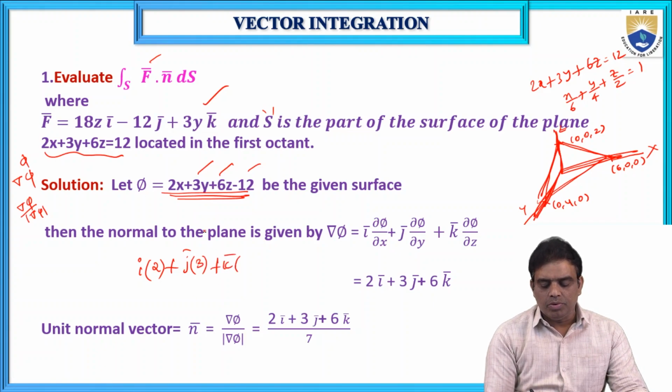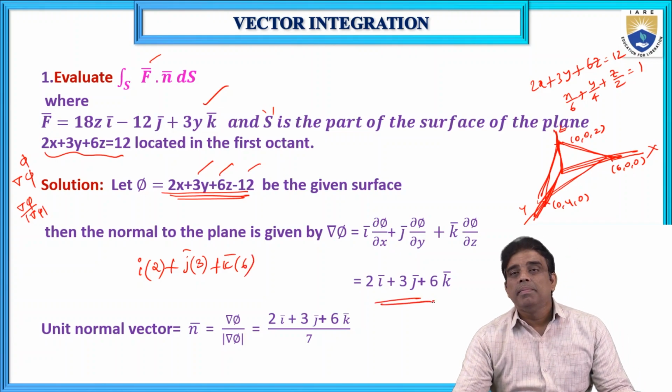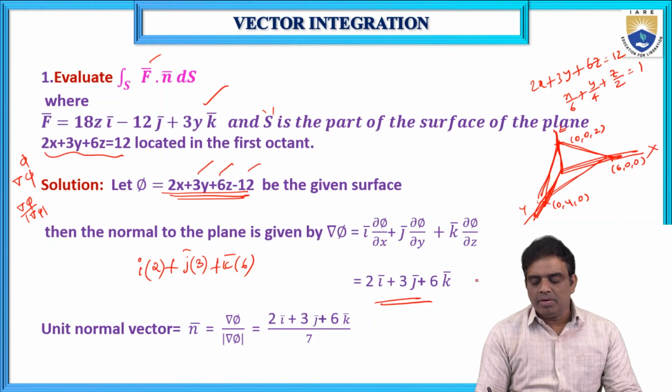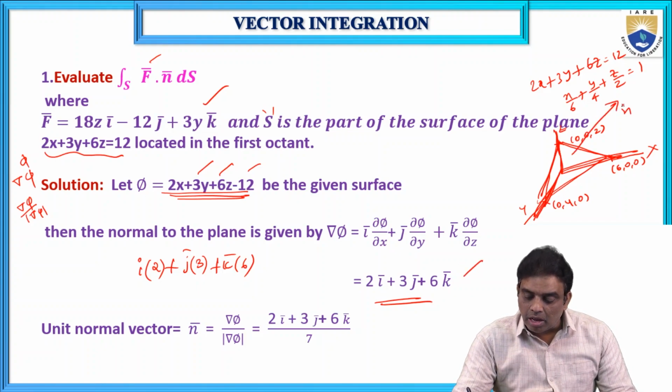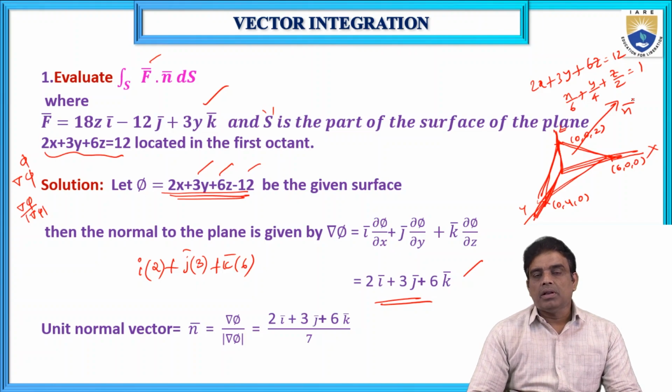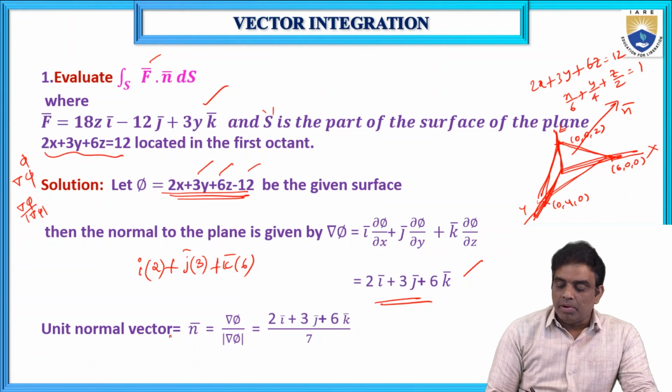Plus k bar into dou by dou z of this one, 6. So the value is 2i bar plus 3j bar plus 6k bar. What is this? The normal vector to the surface. Then we need to find the unit normal vector.